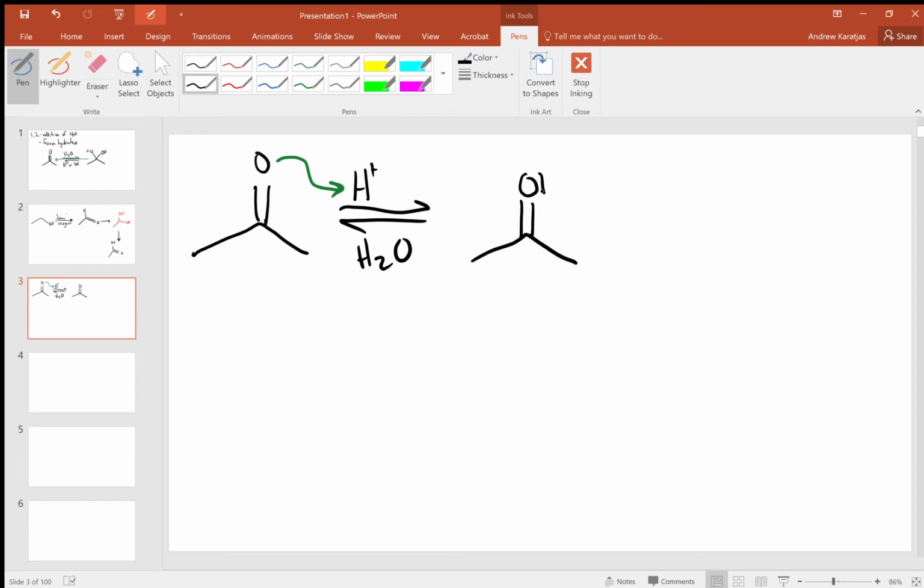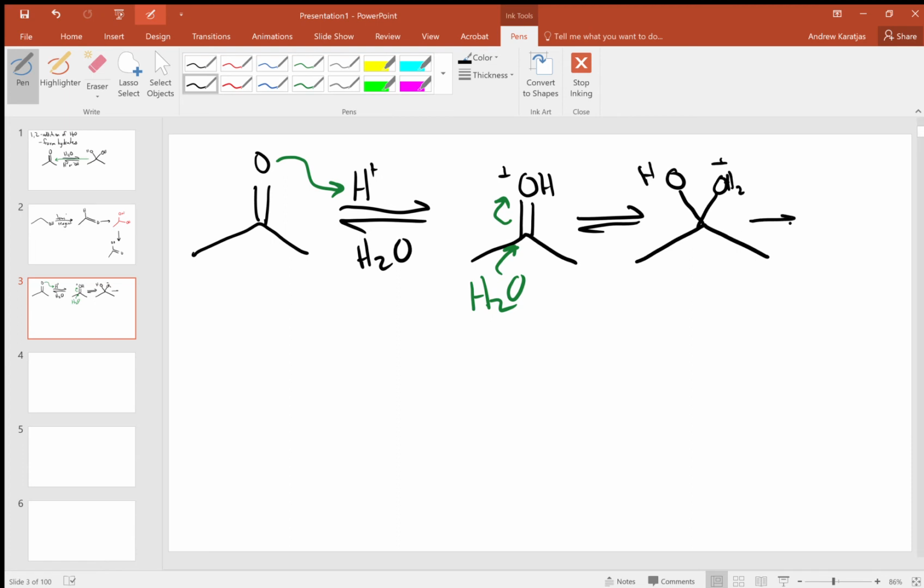That activates the carbonyl. With water here, we don't have as strong of a nucleophile, and so we need to increase the electrophilicity of the carbonyl. We can then have water attack, electrons shift up onto the oxygen, and then we just lose a proton to get to our hydrate.